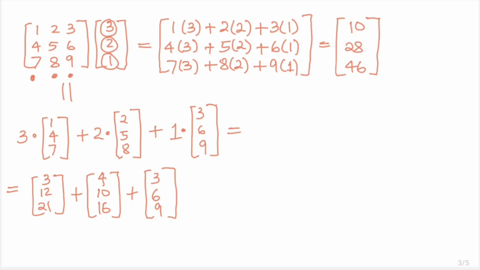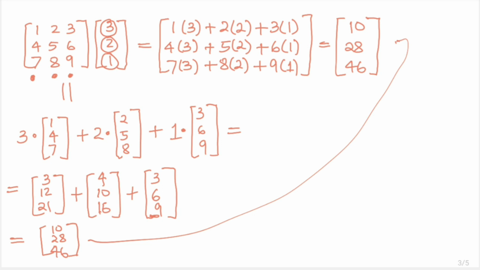And then I go ahead and simplify further. So here we have 3 plus 4 plus 3. That's 10. 12 plus 10 is 22 plus 6. That's 28. 21 plus 16 is 37. Plus 9 is 46. So this is exactly the result we got here. Same result using the two perspectives.